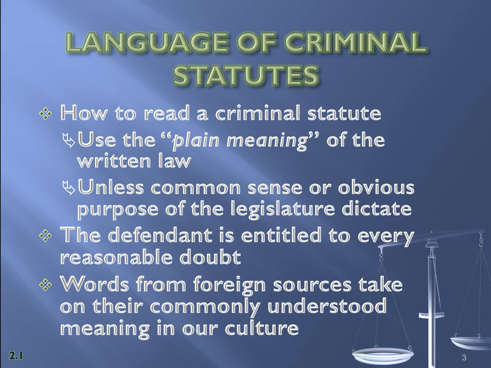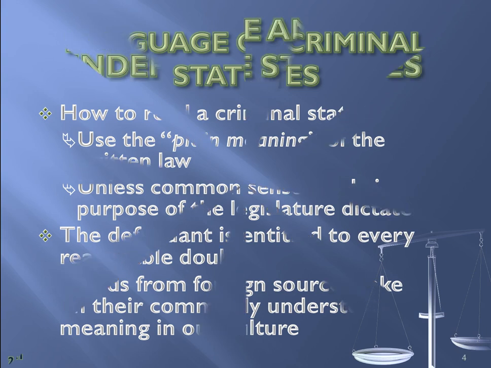So how to read a criminal statute? Well, it's telling us to use the plain meaning of the written law. Okay, and unless common sense or obvious purpose of the legislature dictates something else, we are to use that plain meaning. We're not to add words or do anything else. We also have to remember that the defendant here is entitled to every reasonable doubt. And finally, we just put a little emphasis on this, that words from foreign sources take on their commonly understood meaning in our culture, and that is okay. So we don't have any problems with those.